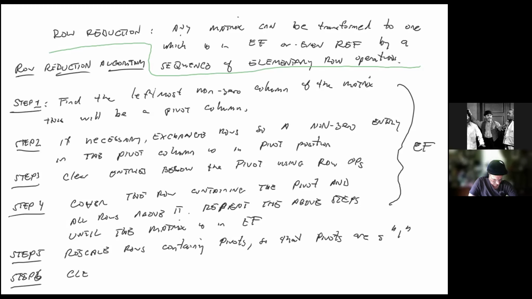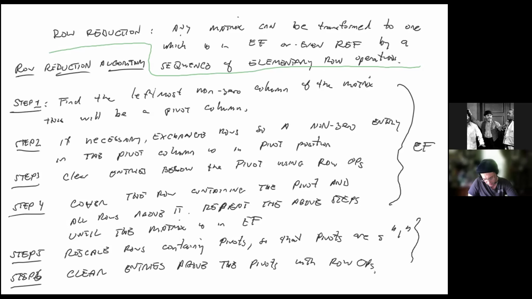And then step 6, clear entries above the pivots with elementary row operations. Okay, so when you do all of this, you're going to get reduced echelon form. Okay, so that's a lot of writing and it's kind of obscure. So I think it's best if we just go ahead and do some examples.